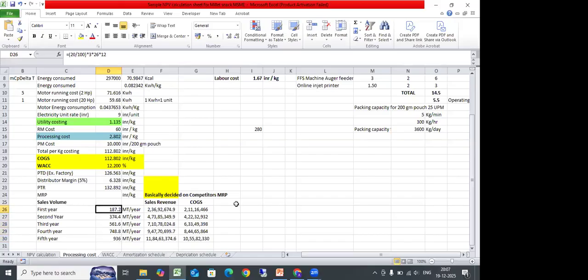In the first year, it is the highest processing cost. But with that highest processing cost, I am getting this much PTD. You are getting me what I'm saying? That is, first of all, is this clear to everyone?